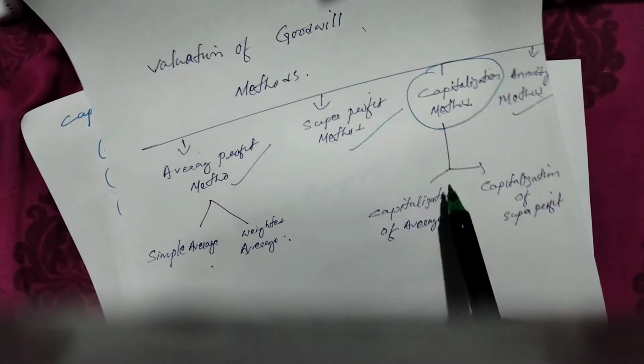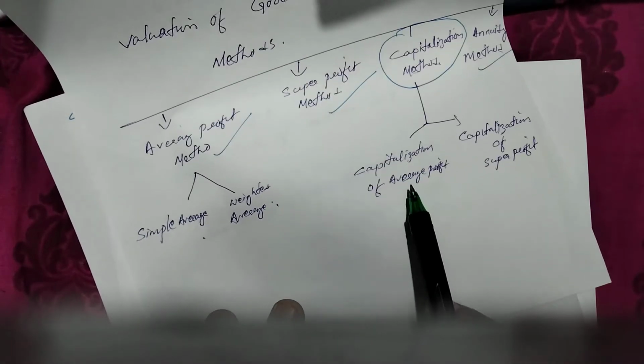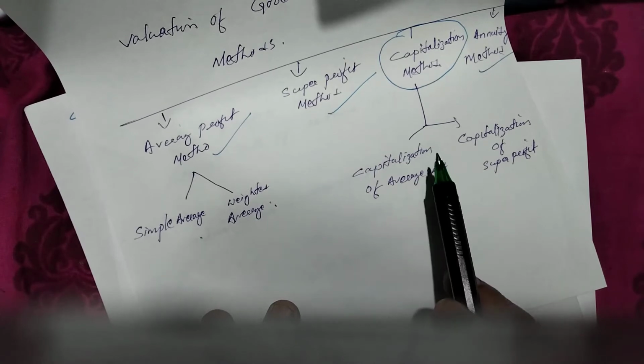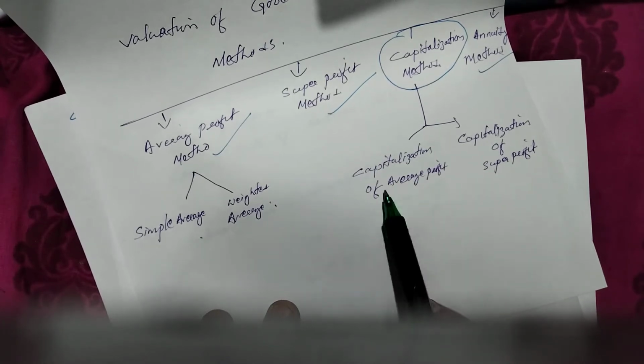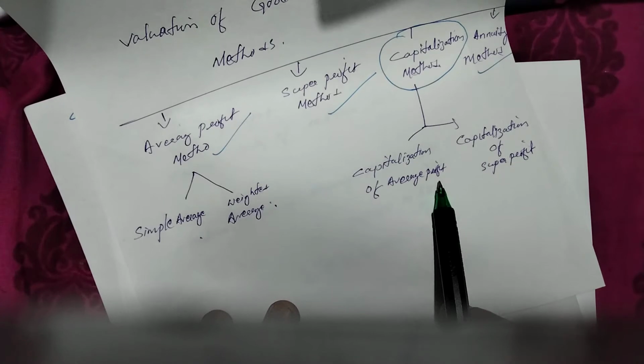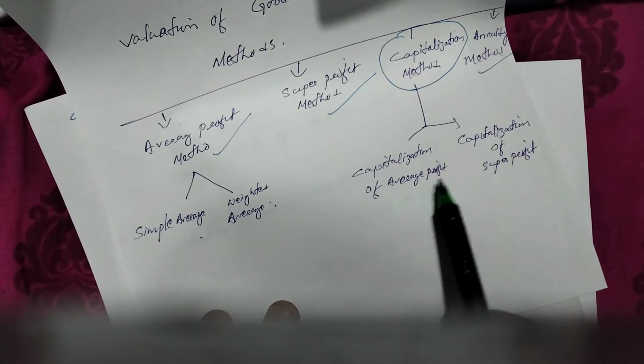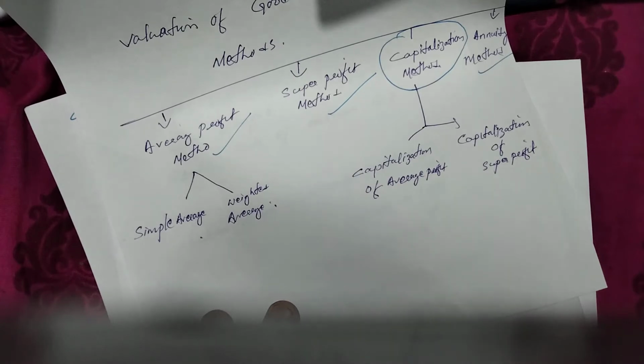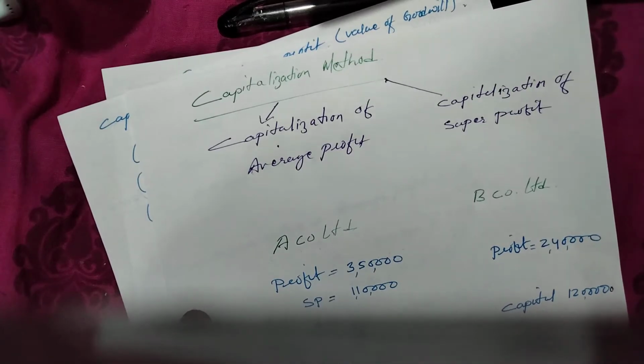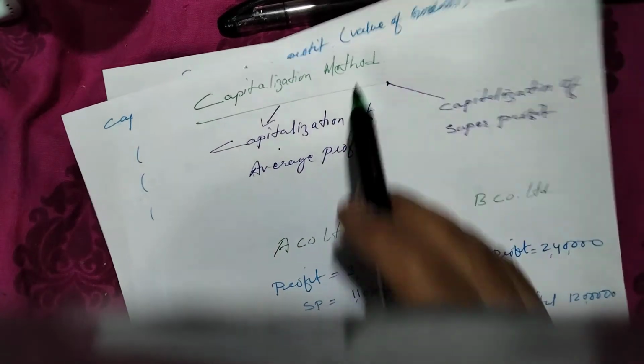Under capitalized value of method we have got two types: capitalized of average profit method and capitalized of super profit method. So from both the ways we are going to find value of goodwill. So here is the capitalized value of method.